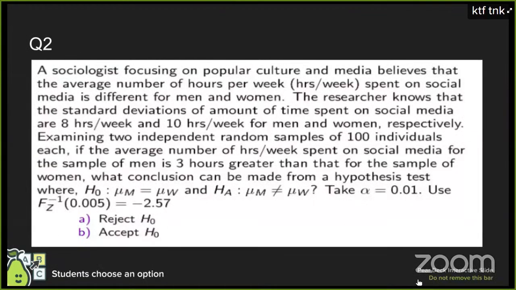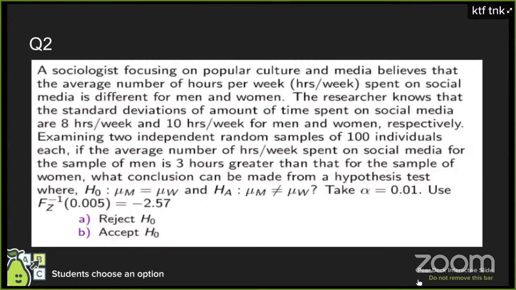A sociologist focusing on popular culture and media believes that the average number of hours per week spent on social media is different for men and women. The researcher knows that the standard deviations of time spent on social media are 8 hours per week and 10 hours per week for men and women. Examining two independent random samples of 100 individuals each, if the average number of hours per week spent on social media for the sample of men is 3 hours greater than that for the sample of women, what conclusion can be made for the hypothesis?